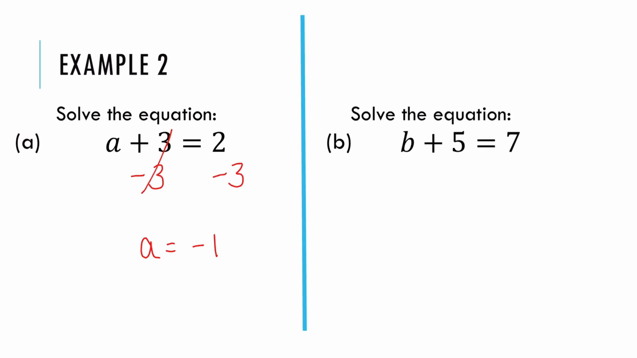And for B, b plus 5 equals 7. I would like to get rid of the plus 5 as it is on the same side of the equals as the b. The opposite of adding 5 is taking away 5, so I'm going to take 5 away from each side. Plus 5 take away 5 leaves us with just b, and 7 take away 5 gives 2.